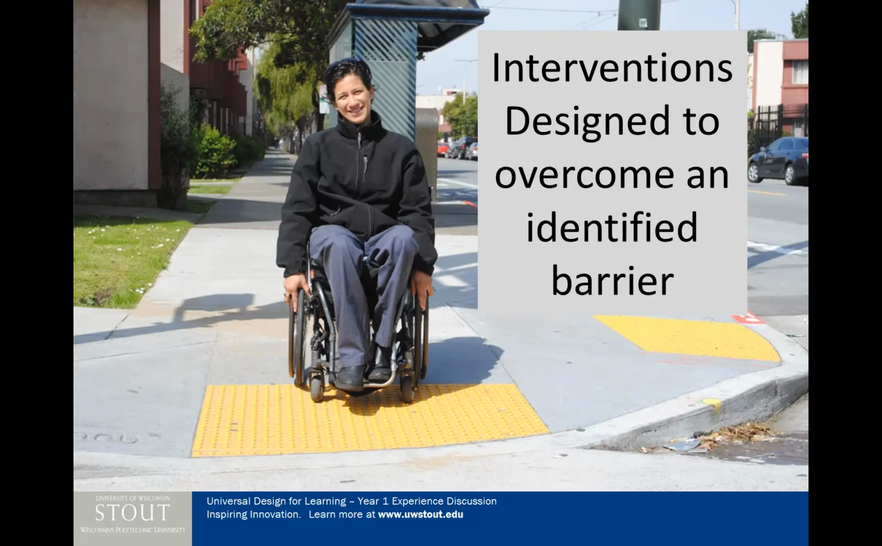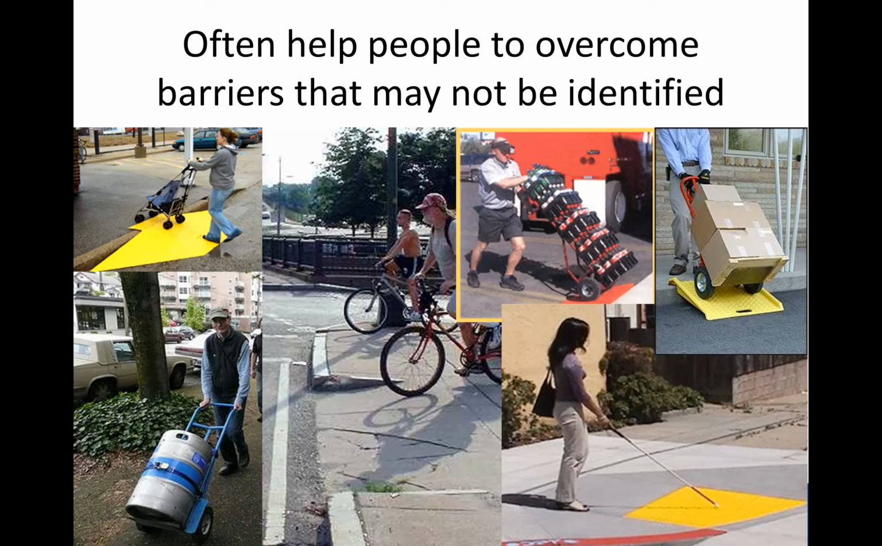And what you'll find is that when you design those interventions to overcome a specific identified barrier, like we've been talking about with the curb cuts, and those curb cuts were put in place to help to overcome the barrier of people who had mobility issues getting up and down the curbs, for instance, with a wheelchair. So the curb cut was designed to overcome that identified barrier, but in the process, that design helps other people to overcome barriers that may not have been identified.